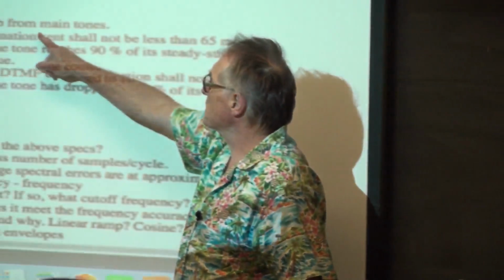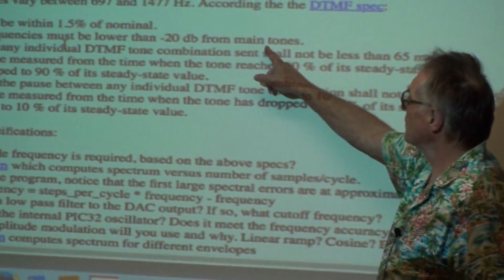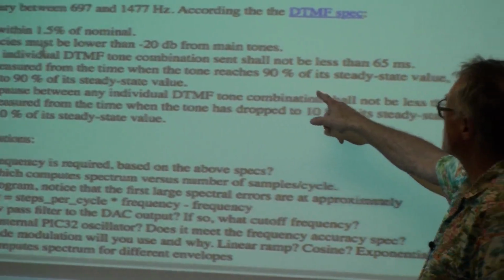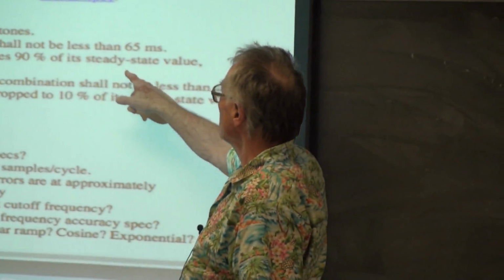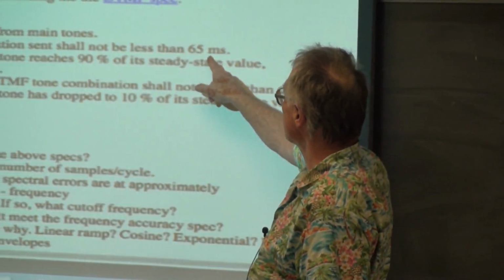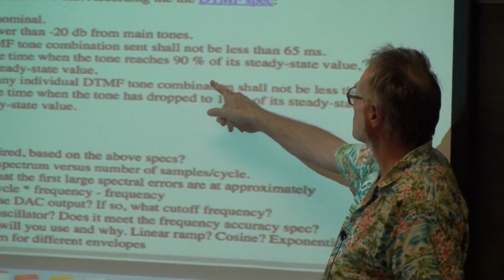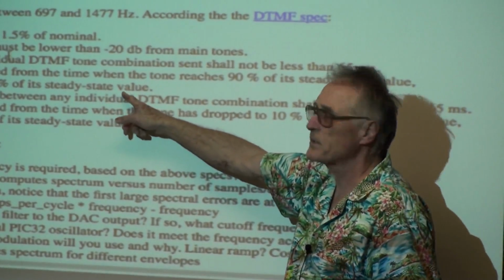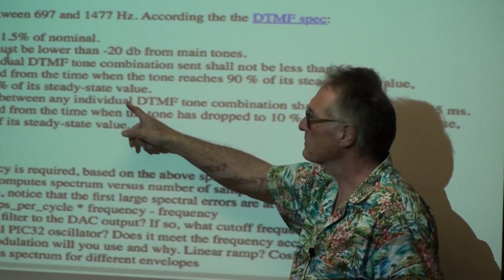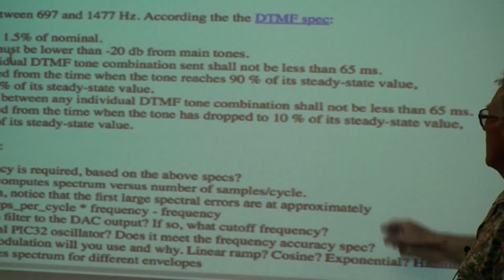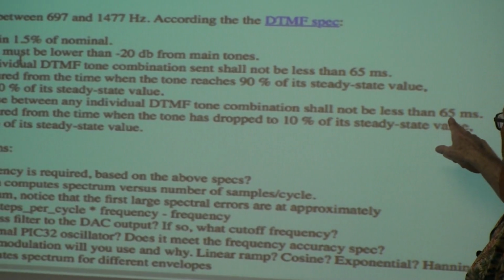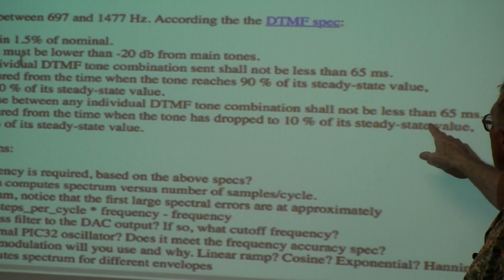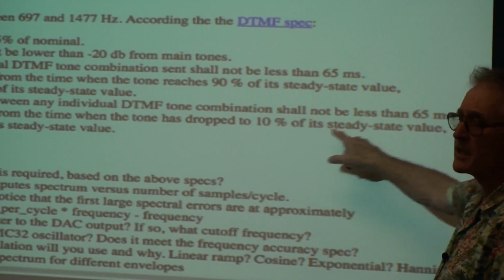All spurious frequencies must be 20 dBs from the main tones. Duration of any individual DTMF tone shall not be less than 65 milliseconds. Time measured from 90% of its steady state to when it drops to 90% of its steady state. The pause shall not be less than 65 milliseconds, and that's measured at the 10% level.